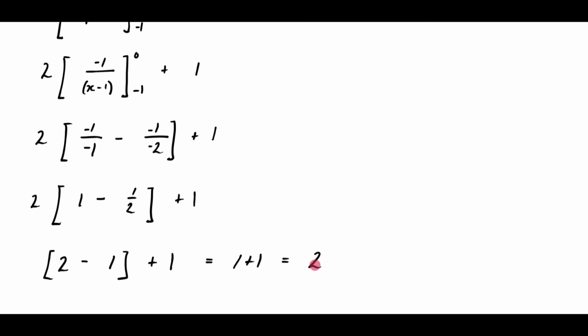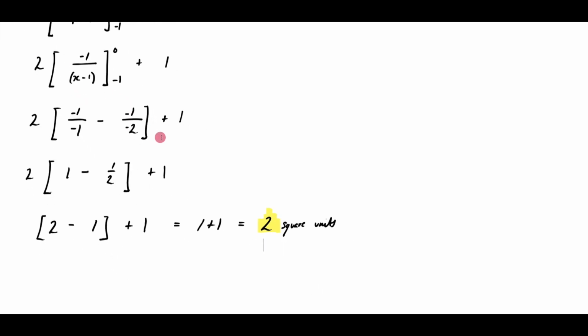Now you can say 2 and just leave it there, or you could say that this is square units. Whatever you like, but you can just say it as 2. But because it is area, you could say square units as well. And there is my answer. I'm just going to highlight the 2 there. Let's now look at the examiner's report and just see how people went with this question.